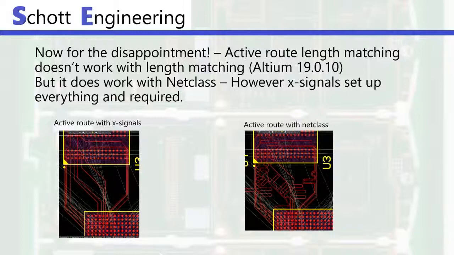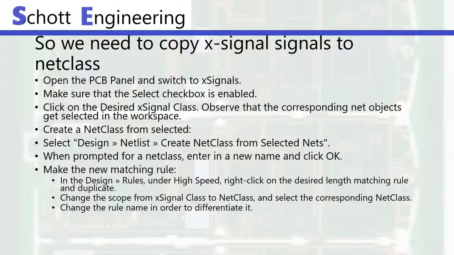Now here's a route done with X signals. You see there's no length matching done. I took the X signal data, converted it to net class, and look, all of the net length matching has been done for you. So how do you do it? How do you convert all those X signals to net class? Well, it's a little bit tedious.